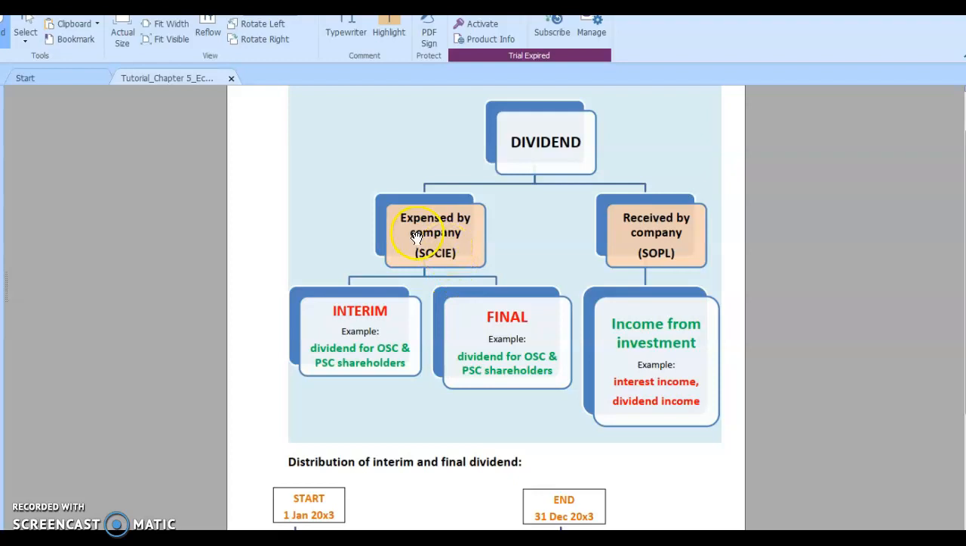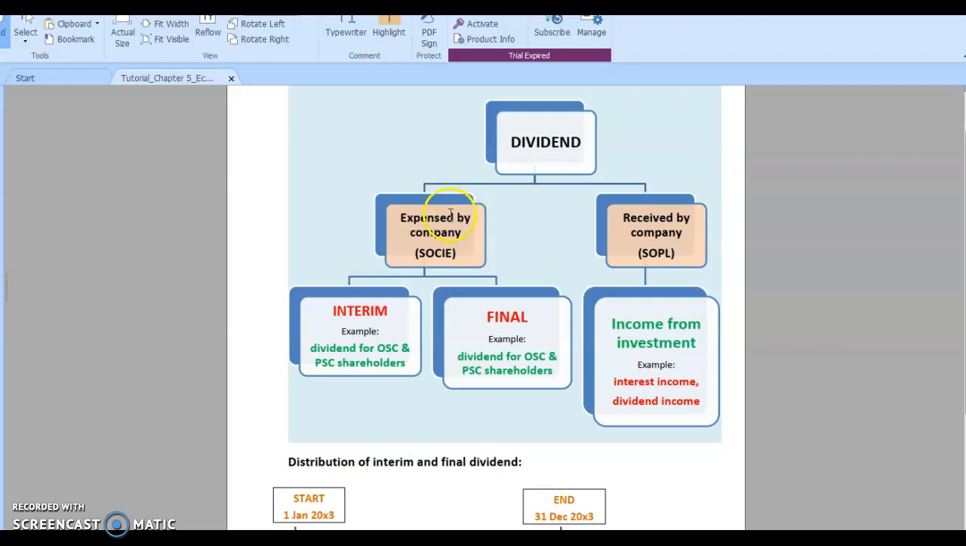Another type of dividend is dividend expense by the company. This type of dividend is actually a dividend expense by a company. It refers to a sum of money that is paid by the company to its shareholders as a reward for their investment in the company. This one is the dividend received by the company, right? And this part is the dividend paid by the company to its shareholders.